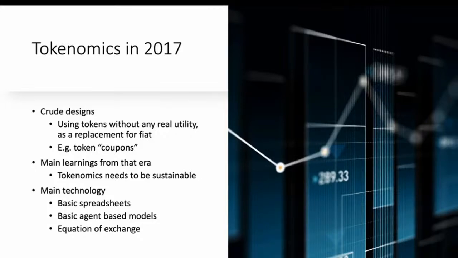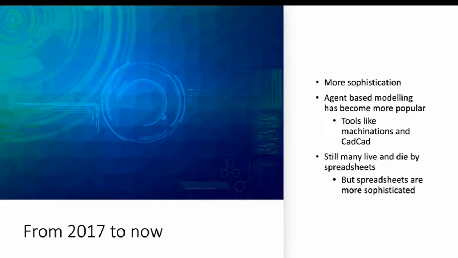You need to understand inflows, outflows. And the main technology back then was pretty basic. It was mostly just spreadsheets. But then I was one of the first ones to propose the use of agent-based models. The equation of exchange also has been a mechanism for valuations that was initially proposed by Vitalik Buterin, which is imperfect, but it can still be quite useful. It has been around for a while. But these are some of the main tools that we have.